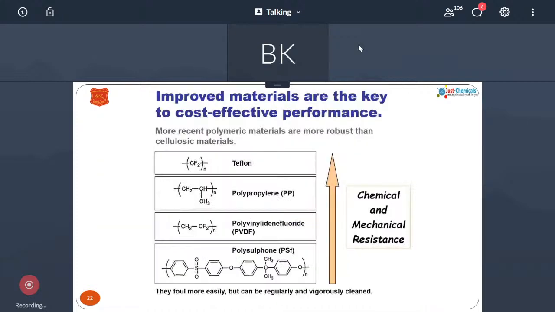Now, in the membrane process, there are advancements from the polysulfone kind of layer. We went to PVDF, polyvinylidene fluoride, then we went to PP, polypropylene, and now Teflon is the material which is used. It is more robust than cellulosic material, and that becomes a very good membrane in case of membrane separation.